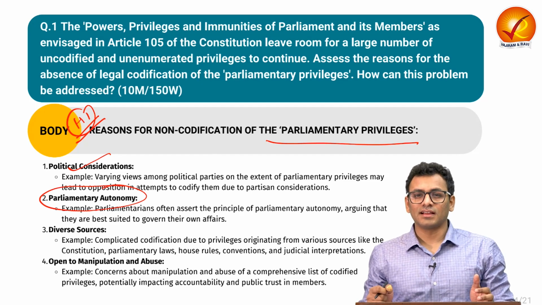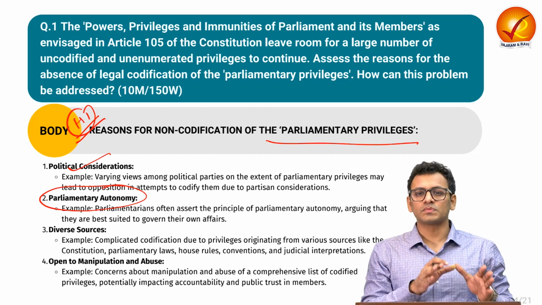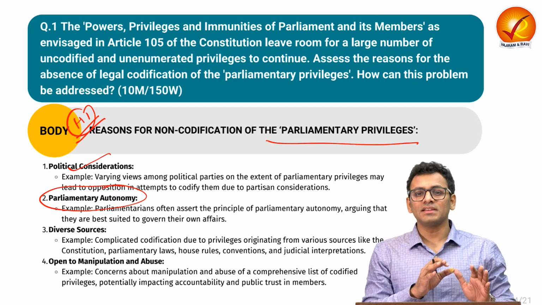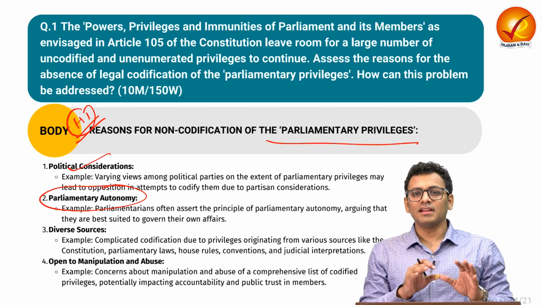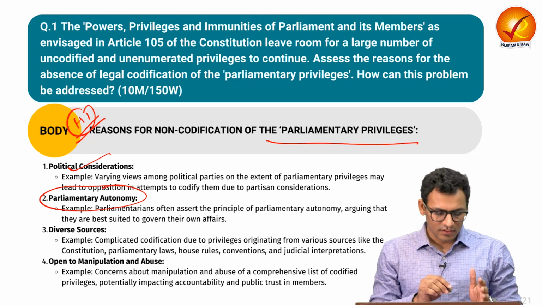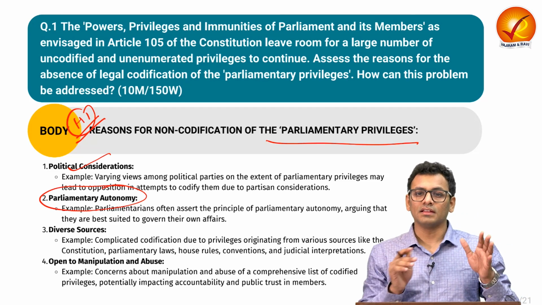They need to have certain kind of safeguards, and for the same, those privileges were accorded. Now, the codification was not taken in place to ensure that if codified, there are certain instances where they can be misused. So thus, for the parliamentary autonomy, they were not codified.